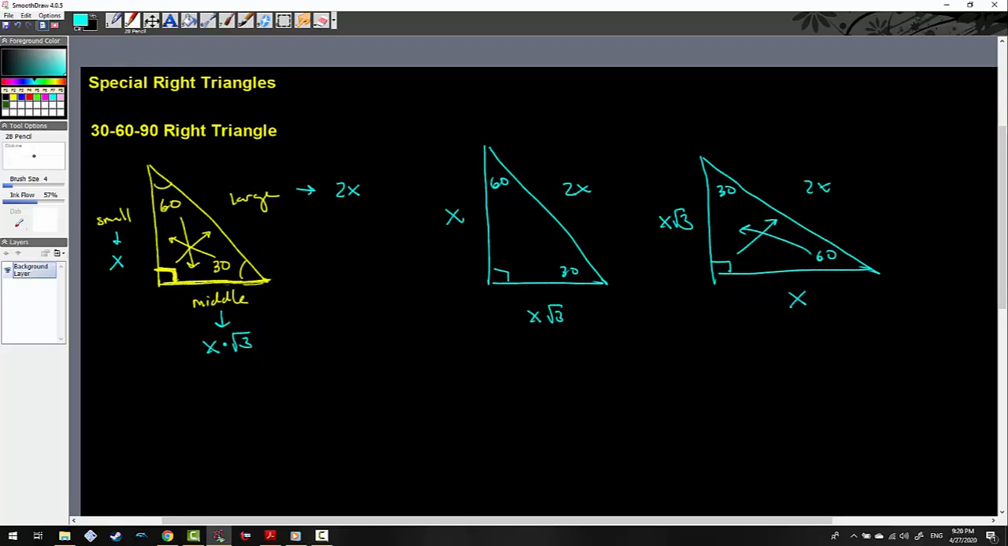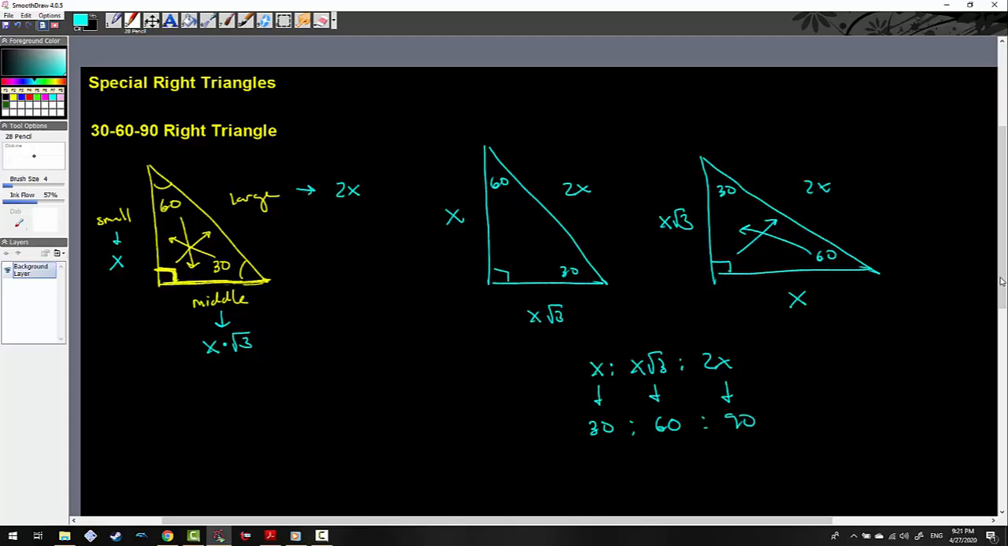But if they gave it to you in a ratio, it would be x colon x rad 3 colon 2x. And again, just like the 45, 45, 90, this x is opposite the 30-degree angle. The x rad 3 is opposite the middle, or the medium, 60-degree angle. And then the 2x is opposite the 90-degree angle.